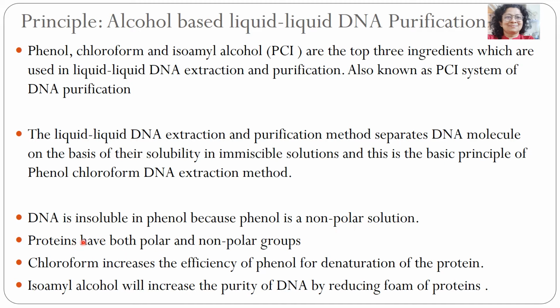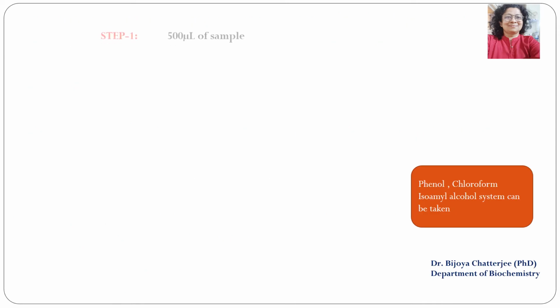Chloroform increases the efficiency of phenol for denaturation of proteins, and isoamyl alcohol also increases the purity of DNA by reducing the foam of proteins. So the adulteration of protein is highly reduced. This is why this combination of organic solvents is very helpful in DNA purification. So these are the steps.